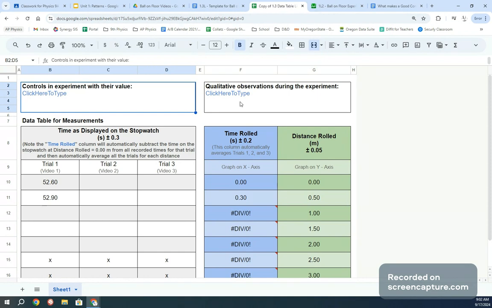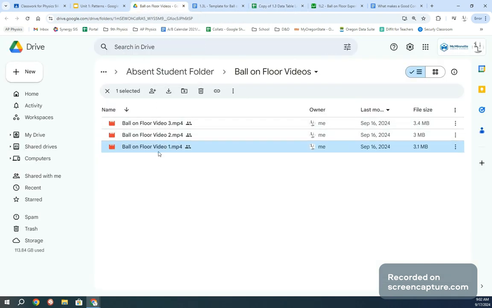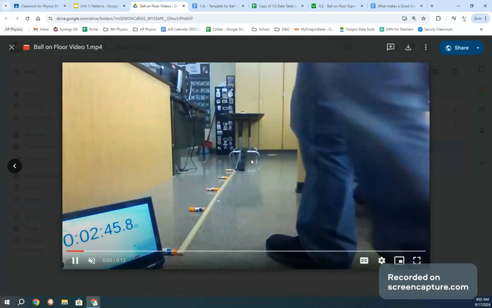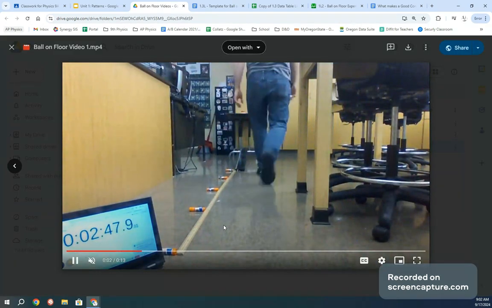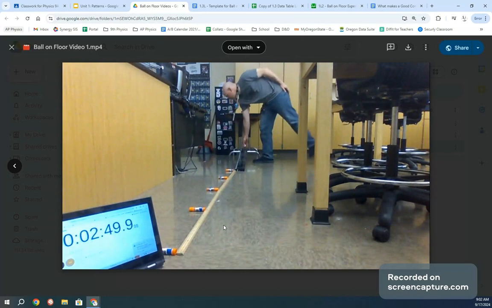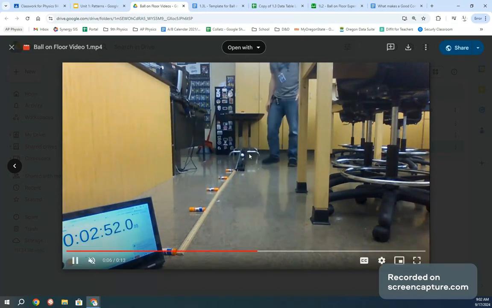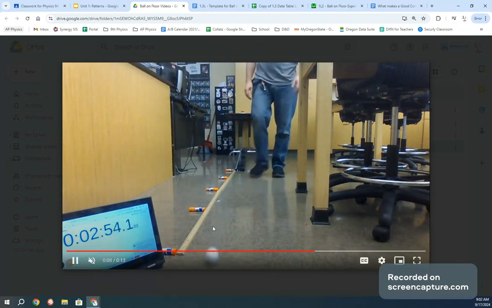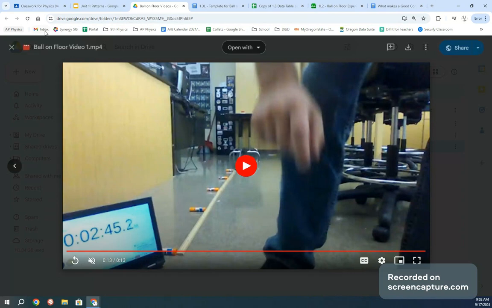Qualitative data are just other observations that you might make during the experiment. So is anything happening during the experiment that is worth making note of? Again, not always, right? But you should at least find something, right? It might not be in every video, but at least something. Like when the ball rolls down, it's bouncing. Oh, and then it hit a ruler. Does that affect things? Maybe. We need to make note of that, right?